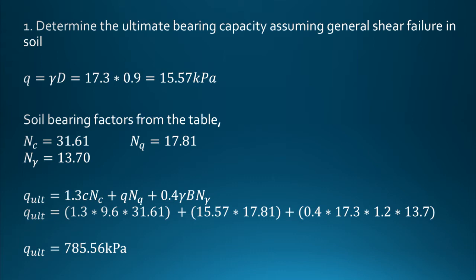Di, substitute mo na natin yan. 1.3 times cohesion times yung Nc na nakuha sa table plus surcharge times Nq na nakuha sa table plus 0.4 because it's square, gamma ng soil, width ng ating foundation, tapos yung N gamma galing sa table. Instantly, makukuha na natin yung q ultimate. Take note this is general shear failure. So, hindi natin gagamitin yung isang part.